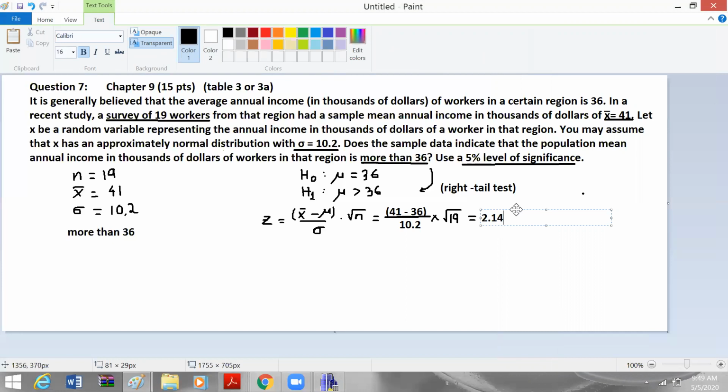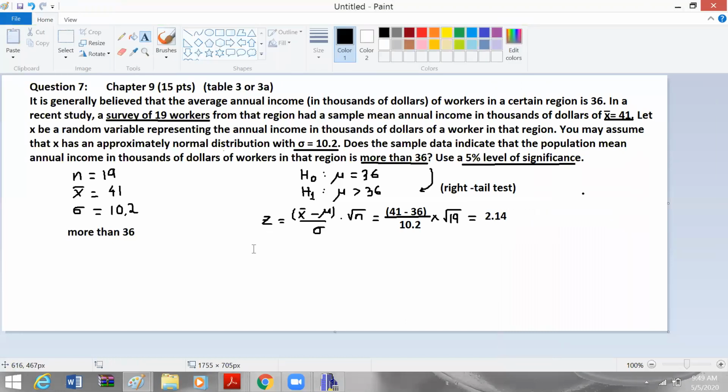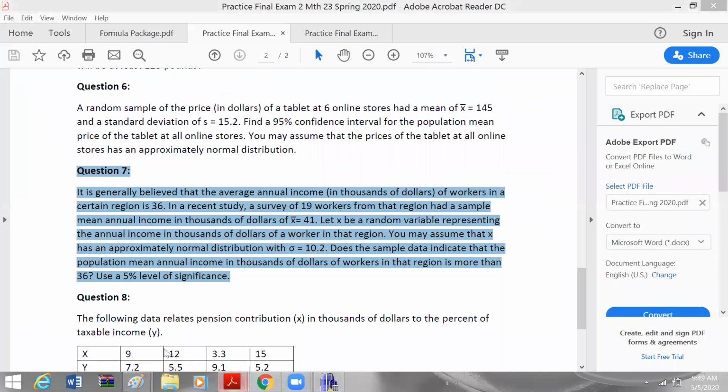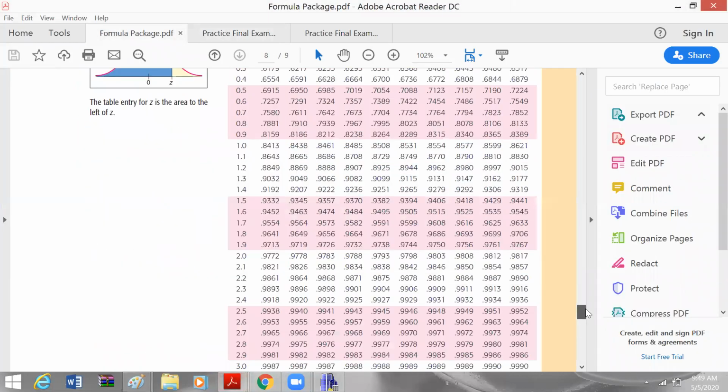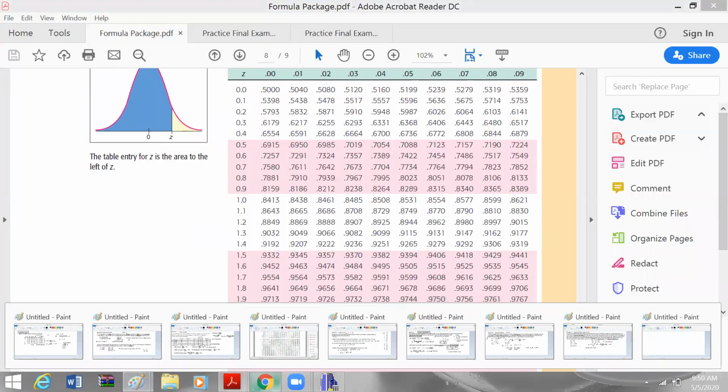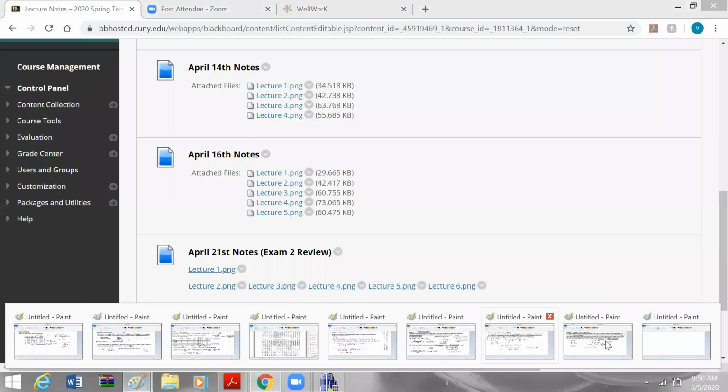After we compute the z-score, we're going to find the p-value. The p-value will be equal to the probability of z greater than 2.14. Why greater than? Because the test is on the right tail. Then we read it on the chart. We're going to get 2.14 in table number 3B. So we get 2.1 and then 0.01234. So that'll be 0.9838, right? So the answer would be 0.9838.